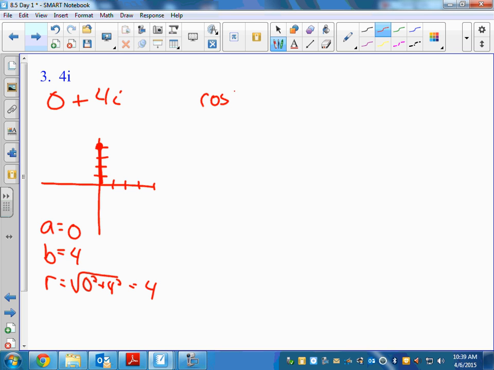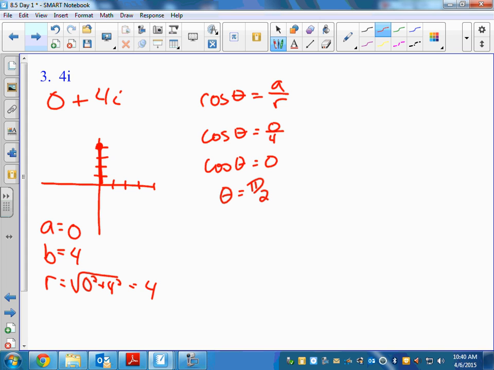cosine of theta is always going to equal a over r, or sine of theta is always going to equal b over r, and a would be 0 over 4. So where does cosine equal 0? This is where it is important that you look at the graph. If this would have been negative 4i, would we say pi halves? No, if it was negative 4i, you would say 3 pi halves. So you do have to look where you are when you graph that. But since we're up in the positive, we can say that we know that theta is pi halves.